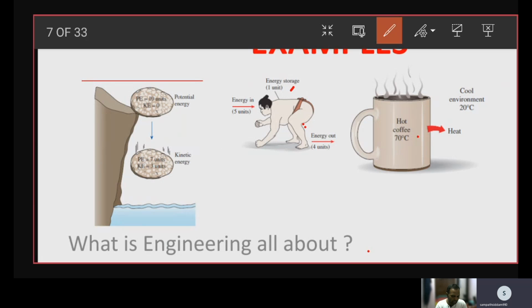Next, in another example, there is a hot coffee in the figure. The coffee's temperature is 70 degrees Celsius, and if you place it on a table in a normal room, the atmospheric air comes in contact with the coffee and brings it from 70 degrees centigrade down to the cool environment at 20 degrees centigrade.